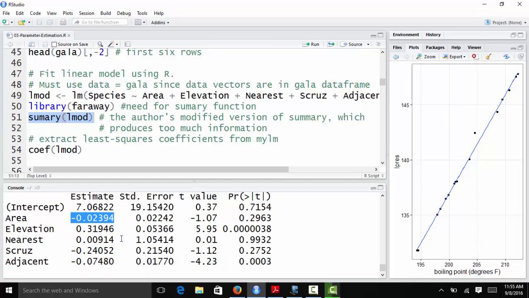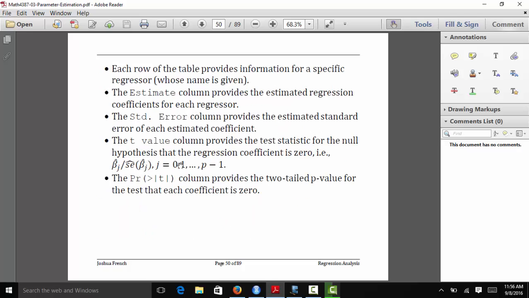So standard error is the standard error of our estimate. Essentially this is a way of quantifying how much uncertainty or error is associated with each of these estimates. The t-value here is a test statistic that we can use for hypothesis testing.